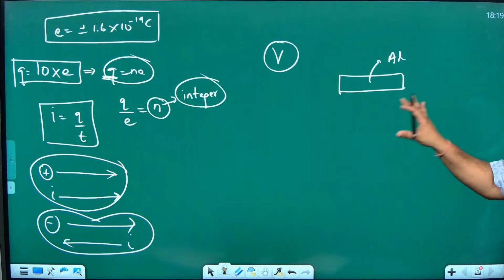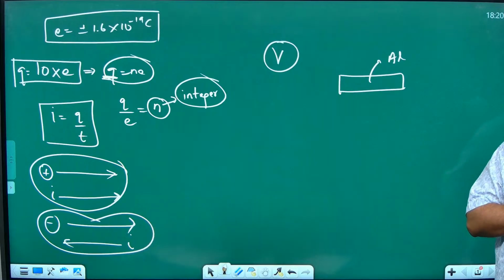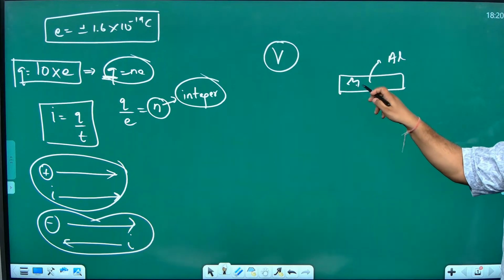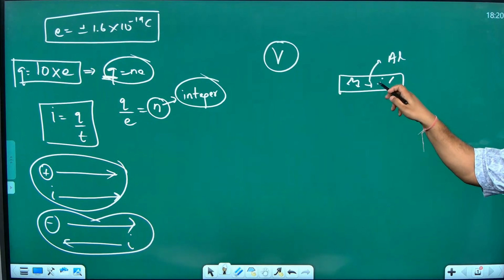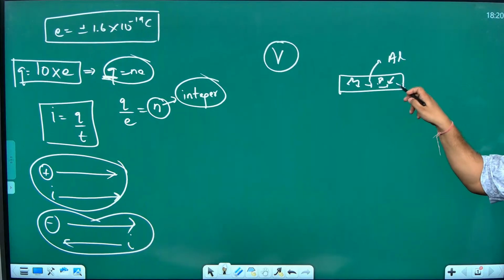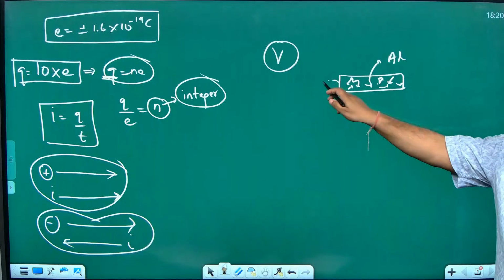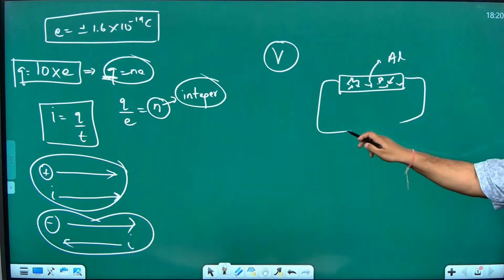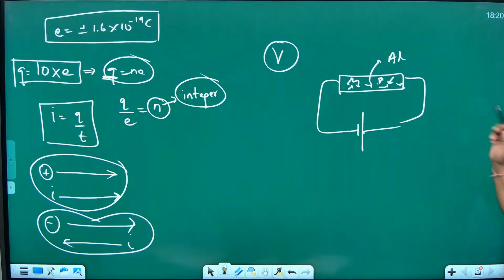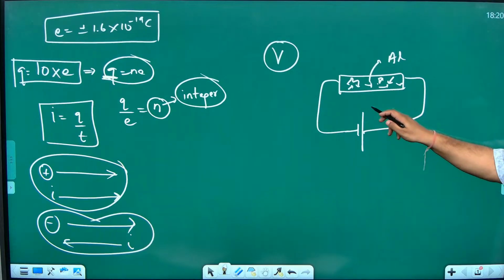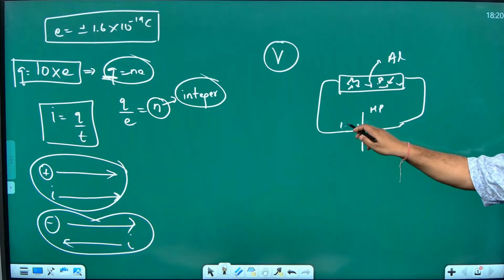If there are free charged particles, are they at rest? No, they are in constant motion, but they are moving in random directions, not in the same direction. That is the reason the net current is 0. If you want all the electrons to move in a particular direction, then I must connect it with a source of potential difference. The moment I connect it to a source of potential difference, a potential difference is created, which is higher potential and lower potential.